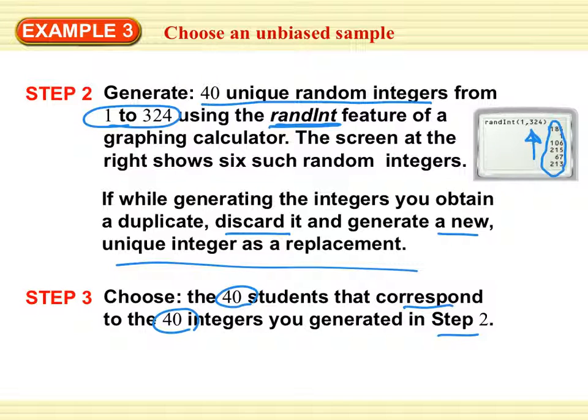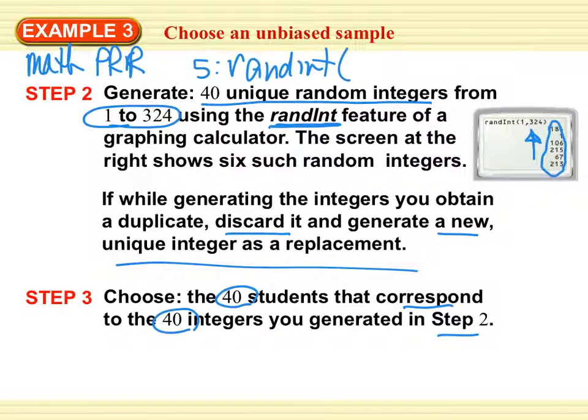I've never used that before, so I did practice it. You hit the math button and then go over to PRB, and number 5 is random integer. Select that and then type in, just like you see, 1, 324. Close your parentheses and hit enter. My first number was 260, 308, 168, etc.